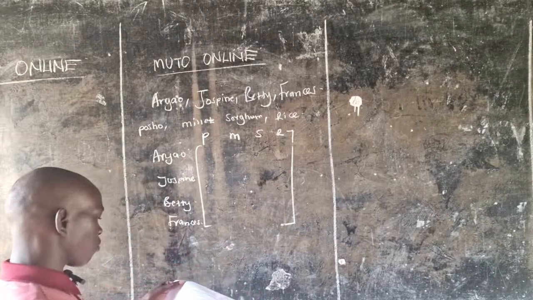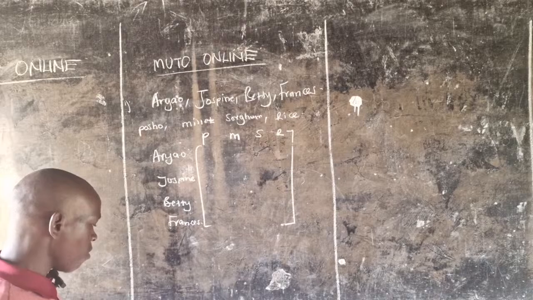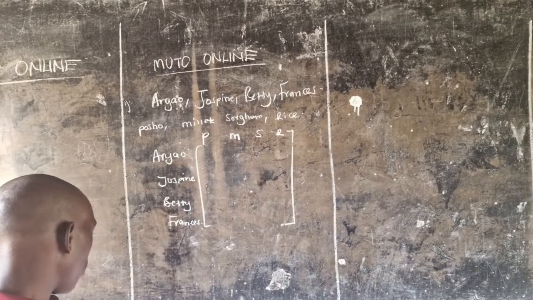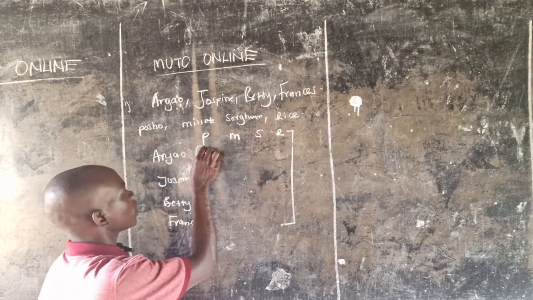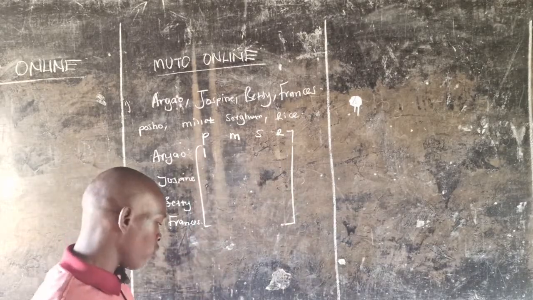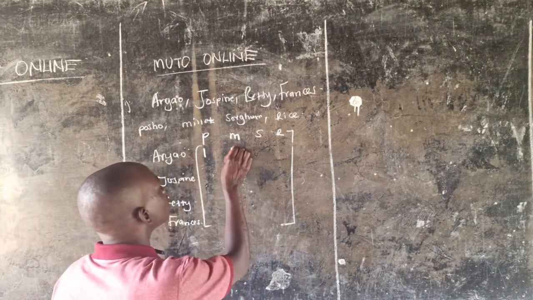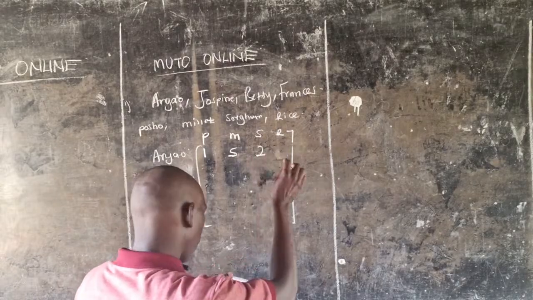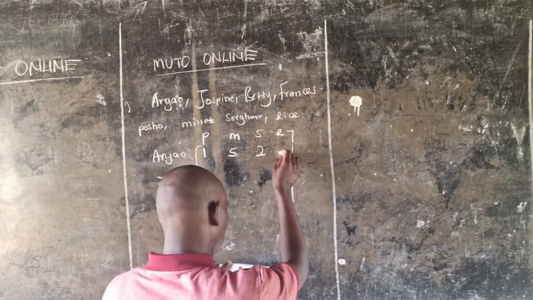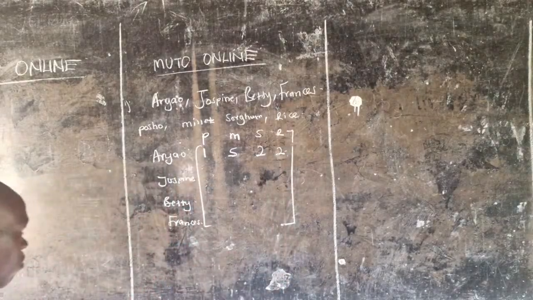So this is our part A, Roman 1, and this is the item matrix. Arayo bought one bag of posho. So under the posho category, Arayo has one bag, 5 bags of millet, 2 bags of sorghum, and 2 bags of rice.